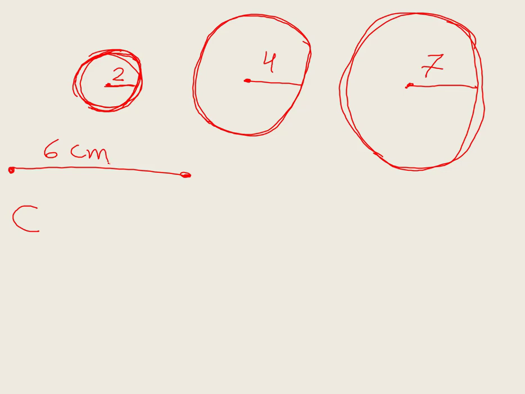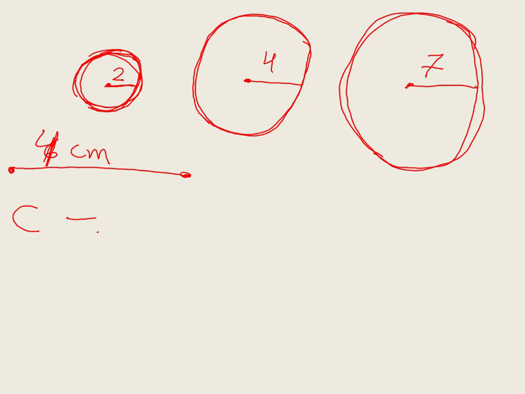Okay, we measure the radius of the first circle. For example, the radius of the first circle equals 2, the radius of the second circle equals 4, and the radius of the third circle equals 7. For example, do the circles as you want. And then we cut the string and we measure the length of the string. The length of the string is the circumference. For example, the length of the first string will be 6 centimeters or 4 centimeters.